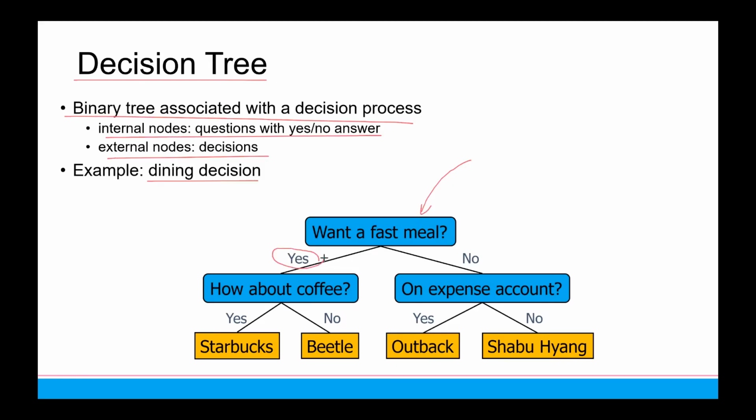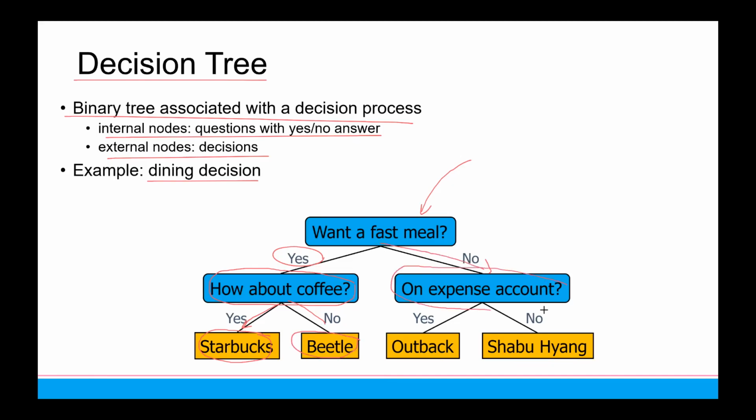Yes. Okay. If it is yes, then there will be another question. How about coffee? Yes. Okay. If it is coffee, then okay, you can go to Starbucks. No, you can go to Beetle. So Beetle is like maybe Beetle juice. Okay. If you do not want a fast meal, no.